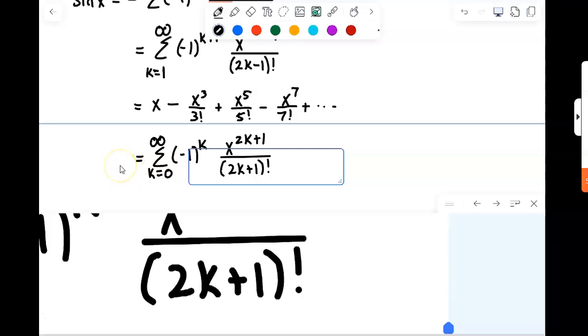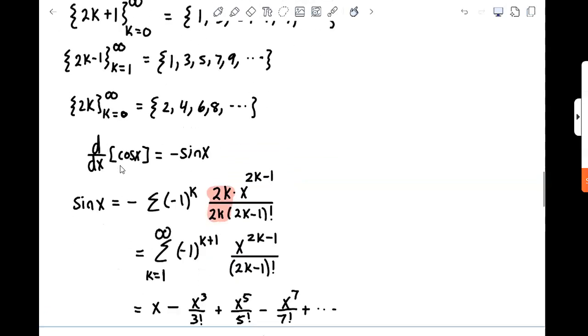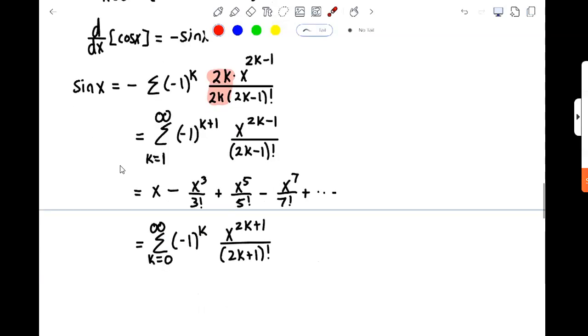Of course, we could have also opted, if we had wanted to, instead of taking the derivative of cosine, to integrate cosine and get a result for sine. You may want to consider doing that just to see. It should lead you to the same series.